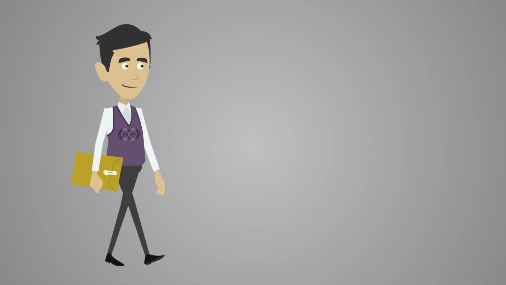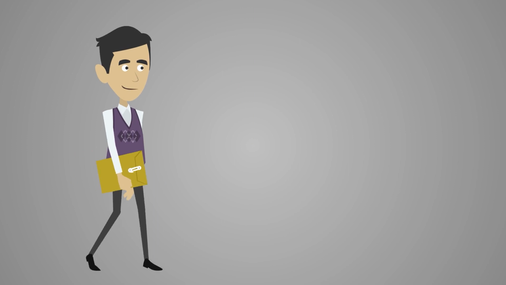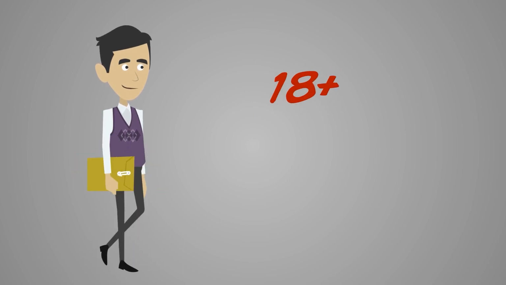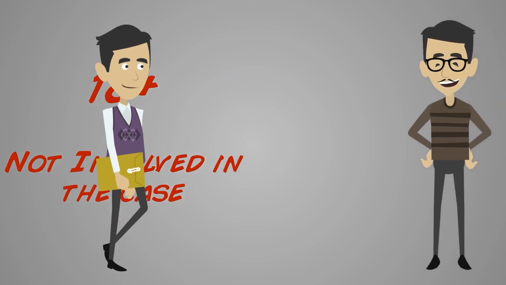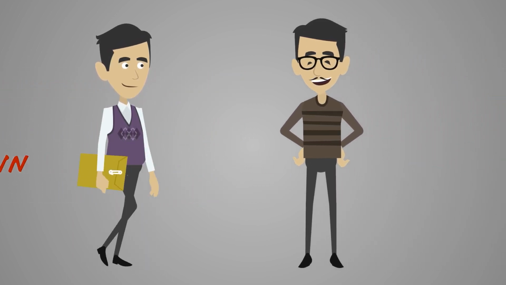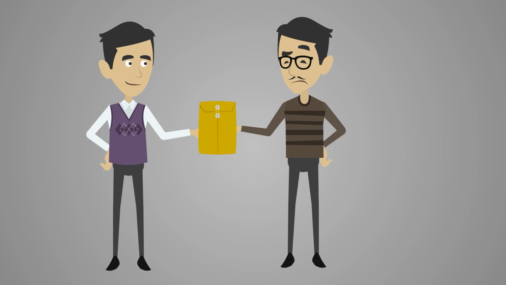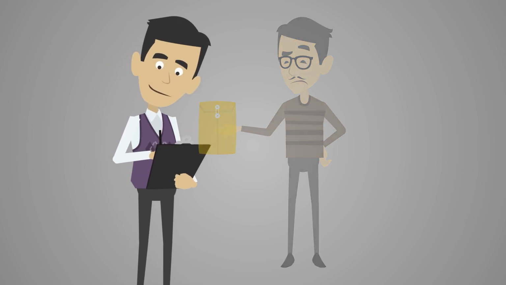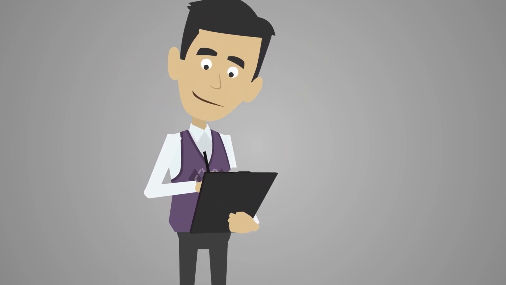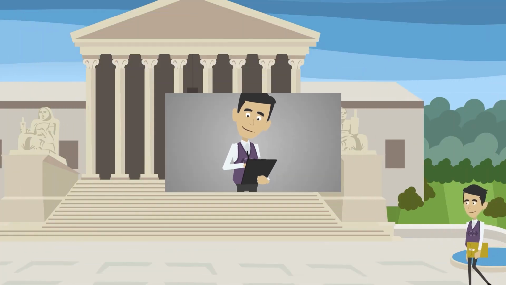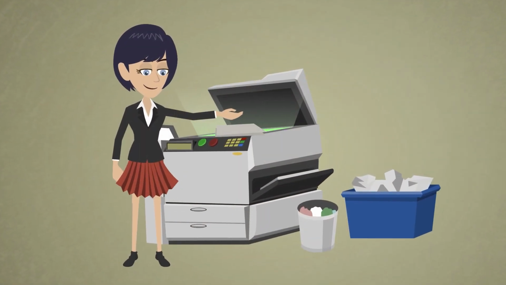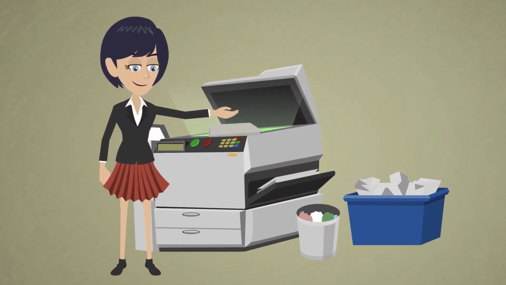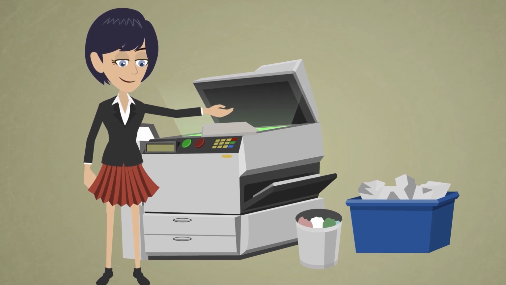Service on the defendant must be made by a person 18 or older and not involved in the case. The process server must hand deliver a copy of all the paperwork to the restrained person. The person who performed the service of process must fill out a proof of service form and submit the original signed proof of service form for filing with the court. If you are the plaintiff, keep a copy of the proof of service filled out for your records.